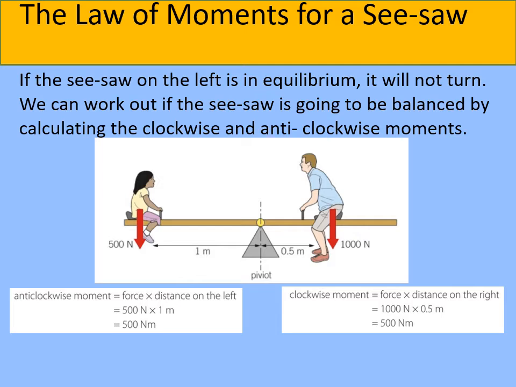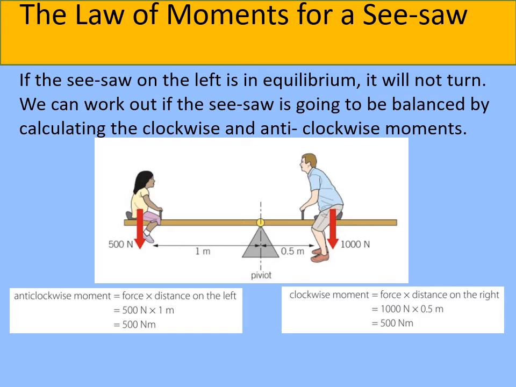If we take a look at the anti-clockwise moment, or the turning effect going in the anti-clockwise direction, we can see that that moment is equal to the force provided by the girl, and that's her weight, 500 newtons, multiplied by the distance that she's sat away from the pivot, which is 1 meter. That gives us 500 Newton meters.